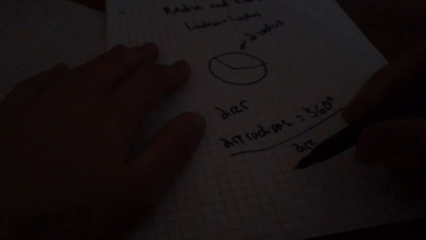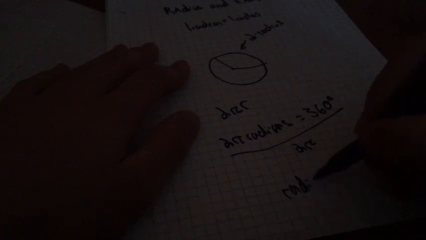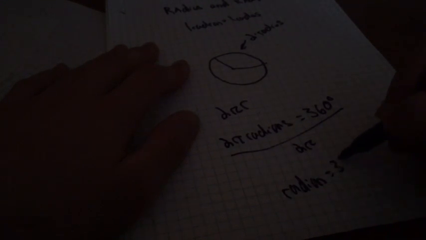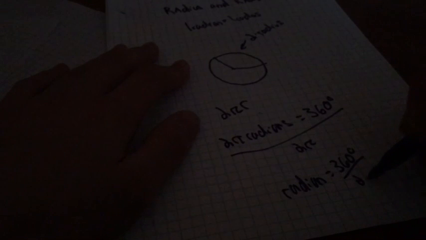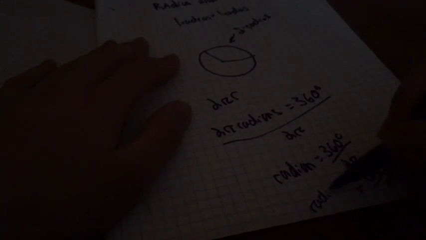So what we do here, divide this by 2 pi, and a radian is equal to 360 degrees over 2 pi, or if you simplify that further, 180 over pi. So that's what a radian is equal to in terms of degrees. We can use this, our newfound knowledge, to convert between radians and degrees.